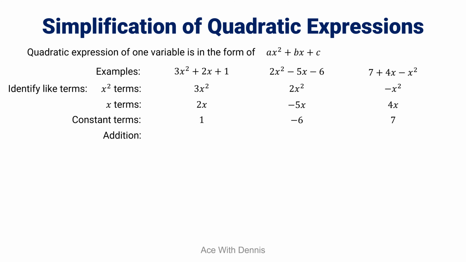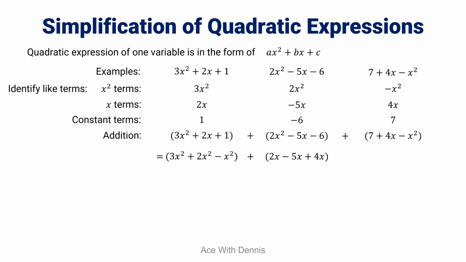So if you want to perform addition on these three quadratic expressions, 3x squared plus 2x plus 1 plus 2x squared minus 5x minus 6 plus 7 plus 4x minus x squared, then it will equal 3x squared plus 2x squared minus x squared plus 2x minus 5x plus 4x plus 1 minus 6 plus 7.